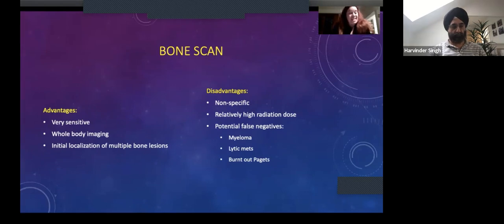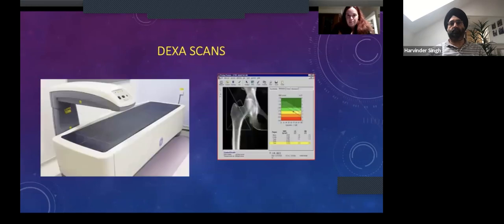The drawback is that they are non-specific, and therefore, although they will pick up an area of activity, they may not tell you precisely what the area of activity is. The doses involved are relatively high in terms of the radiation dose, and there are a number of false negatives, including myeloma, lytic mets, and burnt out Paget's disease.